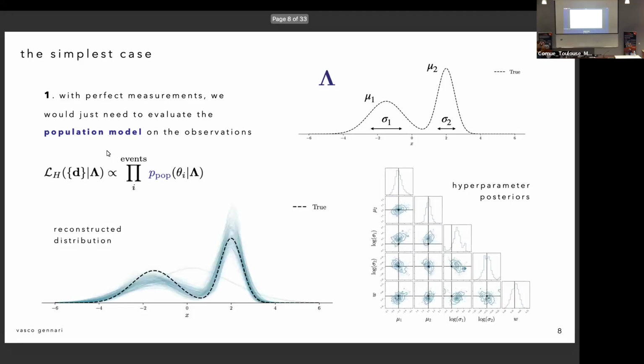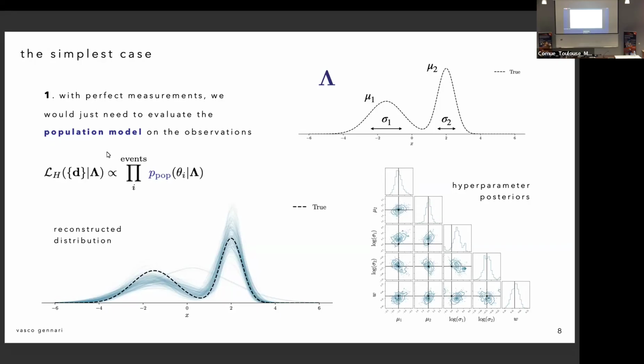And if, for example, I generate a population drawing 100 events from this distribution here, then I use this likelihood and I get, on the bottom right, the corner plot corresponding to the samples for the posterior distribution of these parameters. These are exactly the parameters I described before. These are the mean of the two Gaussians, the standard deviation, and the relative weight here.